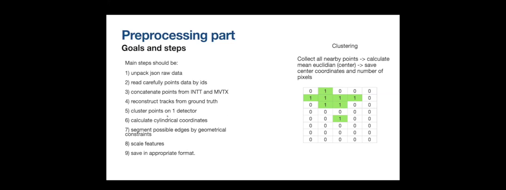We calculate cylindrical coordinates, which are much more relevant for our experiment, since we have a tube with a Z-aligned axis, and it is much better to calculate the radius vector and also the phi slope. Then we segment possible edges by geometrical constraints, scale features, and save them in an appropriate format.